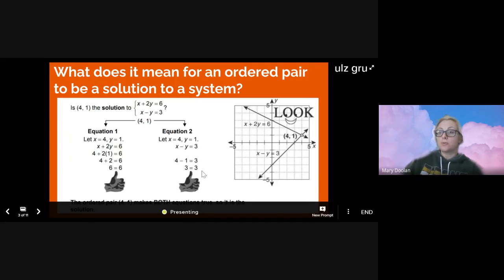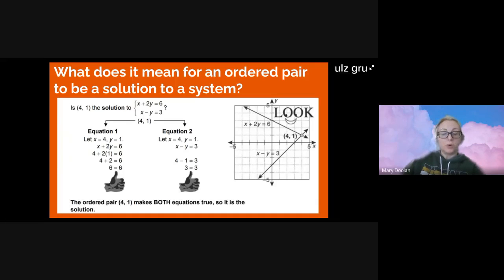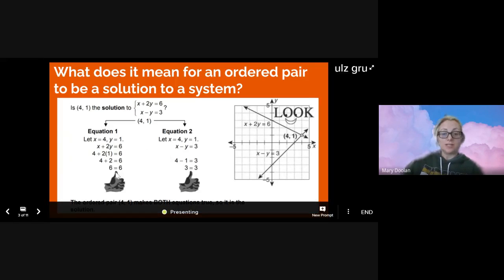So since the ordered pair makes both equations true, it is the solution. So we're proving that it's true. If you were given an ordered pair and you plug it in and you get something that's nonsense, like 2 equals 1 or 10 equals 12, that would be a case where it is not a solution. Okay, this is the only pair of numbers, x as 4 and y as 1, that makes both equations true.